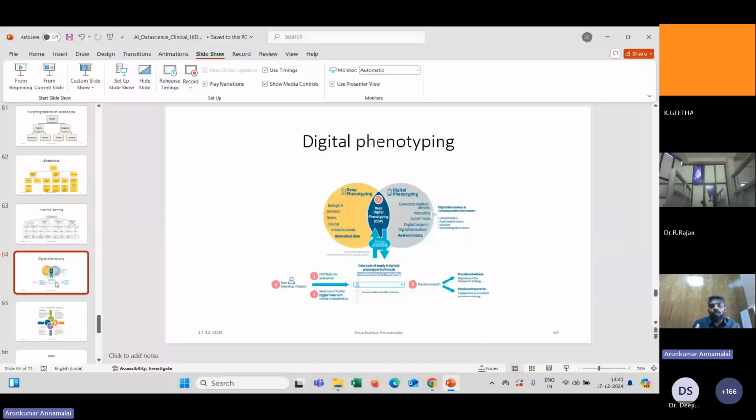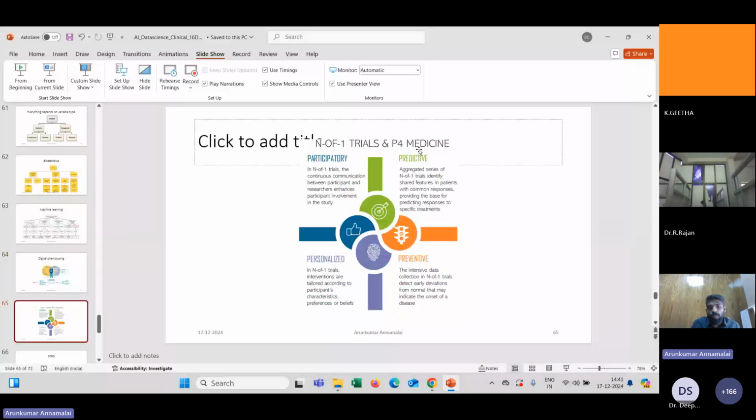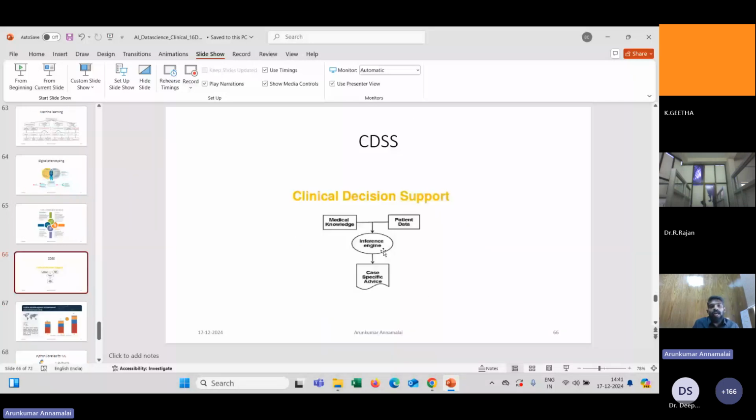So what are we trying to achieve? We are all trying to do digital phenotyping using the N-of-1 approach for precision medicine, and finally build a CDSS. The day I have a CDSS without a human-in-the-loop model is the day I know AI in healthcare is mature. This is the market.